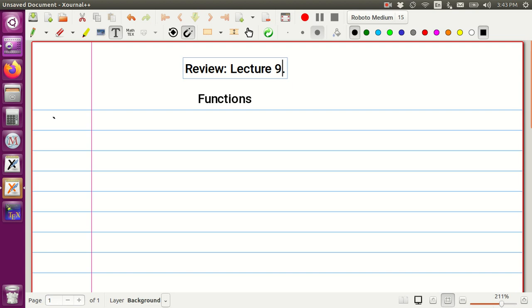In this lecture, we're going to talk about functions. So function is a really important tool that we're going to use this semester.